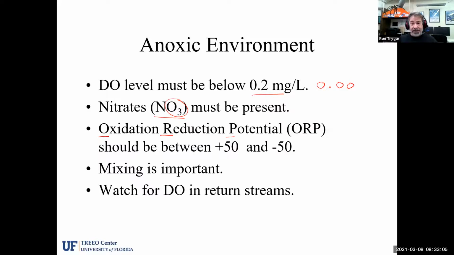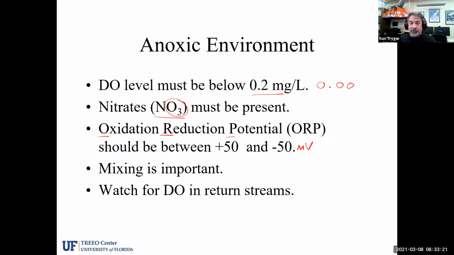That would be aerobic. And anoxic is generally considered somewhere in the range of plus 50 to negative 50 millivolts. Now this is measured as mV on an actual ORP meter. And I'll explain just a little bit more here in just a minute.